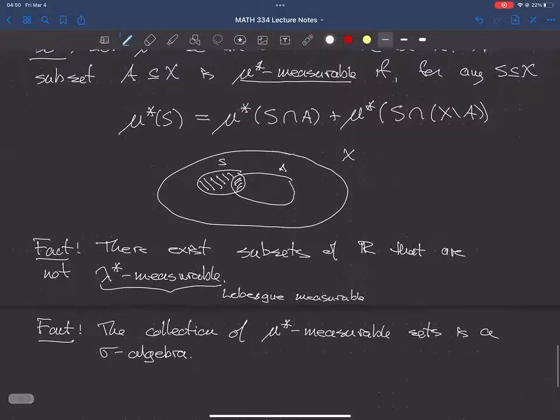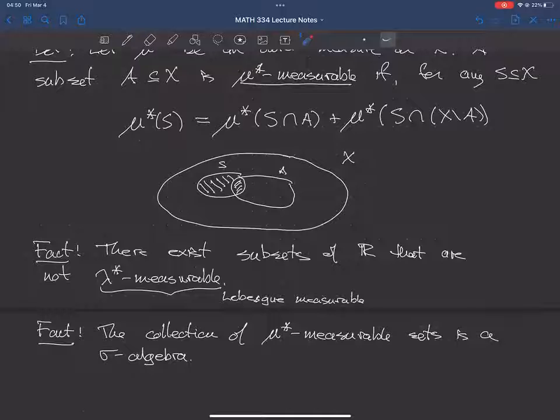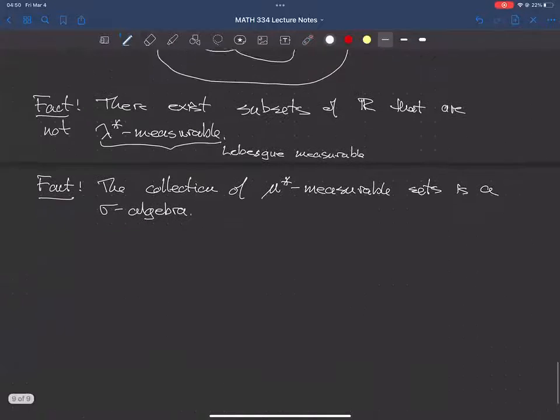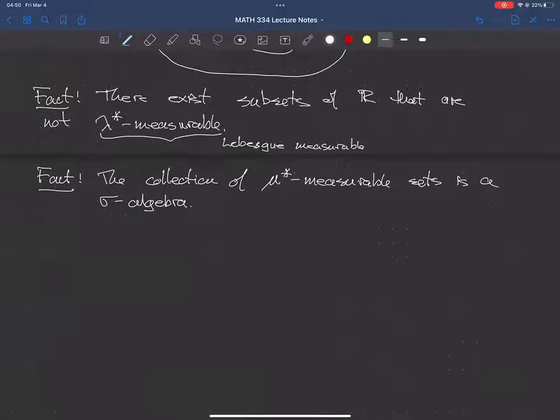For our purposes here, these are two facts that are not obvious, and I'm just asking you to swallow them. So now what we're going to do is take the outer measure, mu star, and restrict it to the sigma algebra of measurable sets. And what we get when we do that is a thing called a measure.